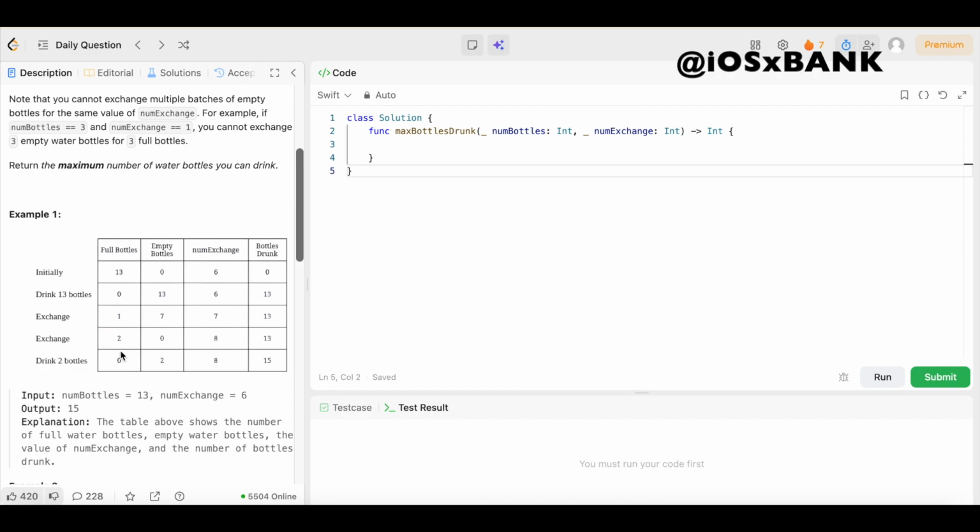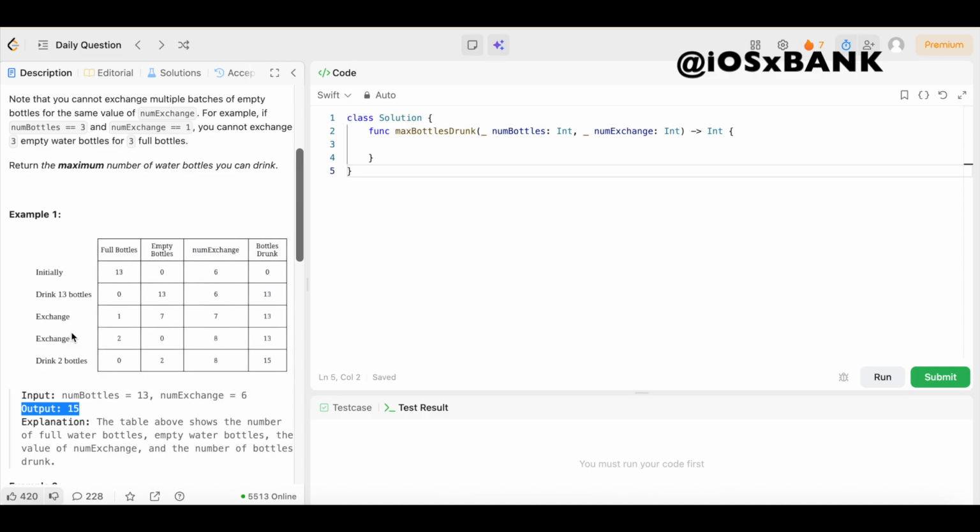Boom. Now we drink these last 2 bottles. Boom. We're left with 2 empty bottles, but that's not enough for the exchange. The exchange is now 8. So these two empty bottles are just left over. And since we drunk these two, now 13 goes to 15. And in total, we drunk 15 water bottles. So our output is 15.